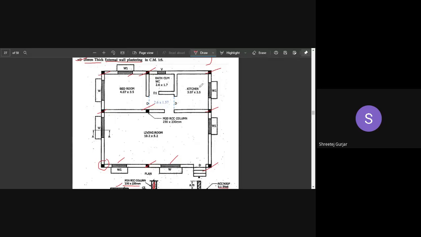So what distance depends on your RCC design, right? The placement of your columns, and then the sizes of your columns, depend upon your loads and your type of structure. Based on that, you have to provide the number of columns and their placement.